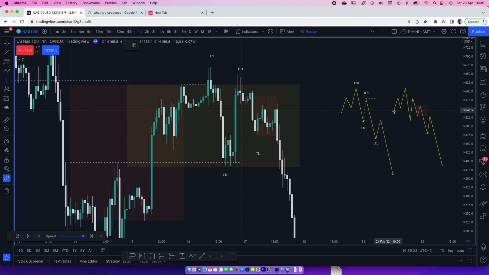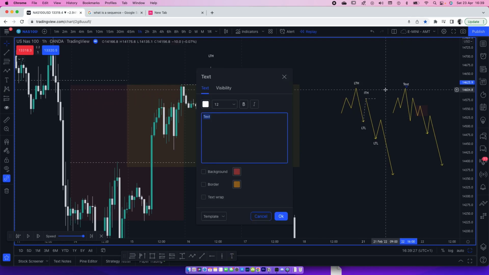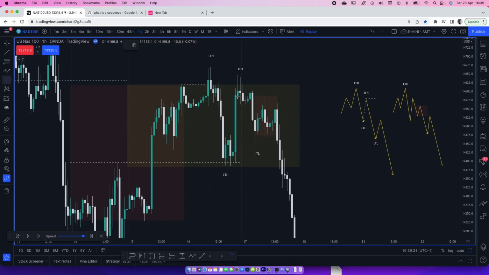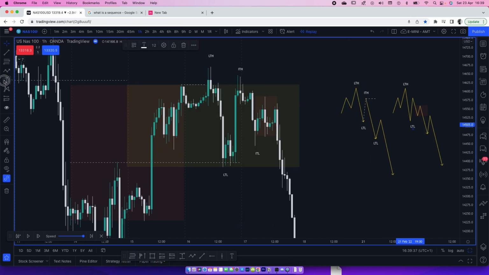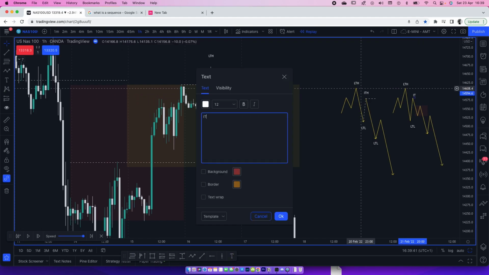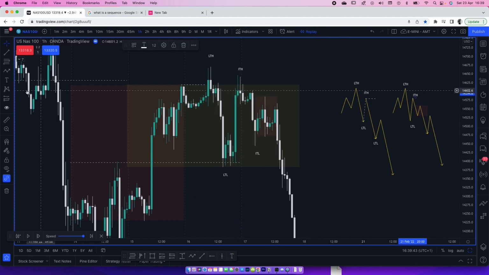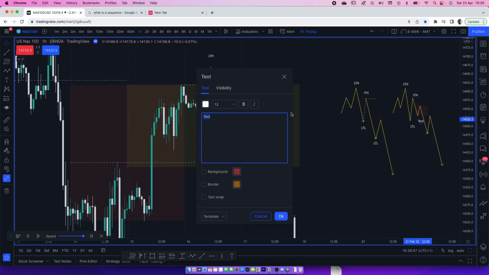I'm going to put annotations here as well. So you're going to have long-term high, long-term low, intermediate term high, and intermediate term low.